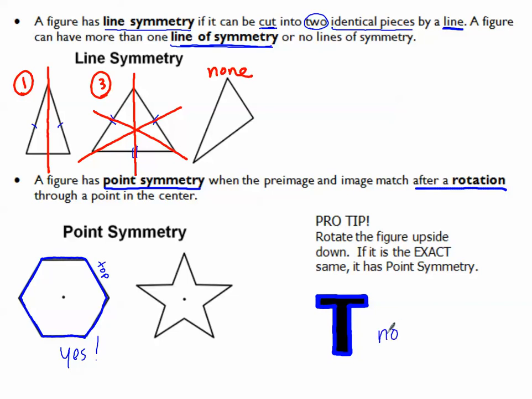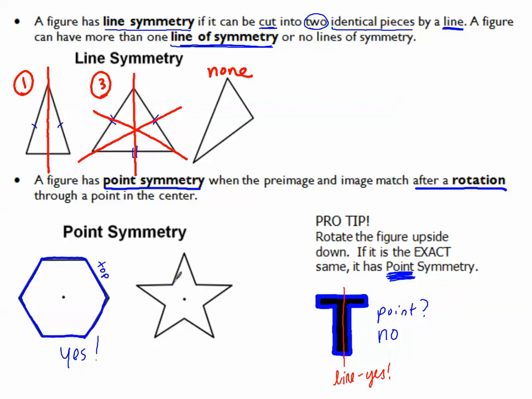This one does not have line symmetry. Sorry, this one does not have point symmetry. It does have line symmetry because I can draw a line down the middle. This one, line symmetry, yes. Point symmetry, no.